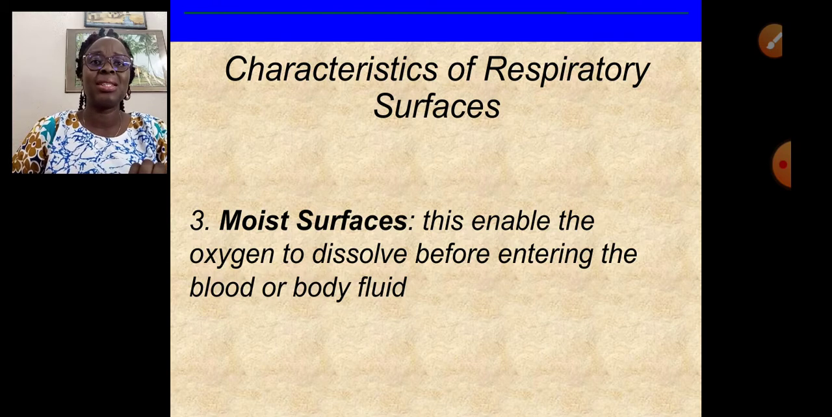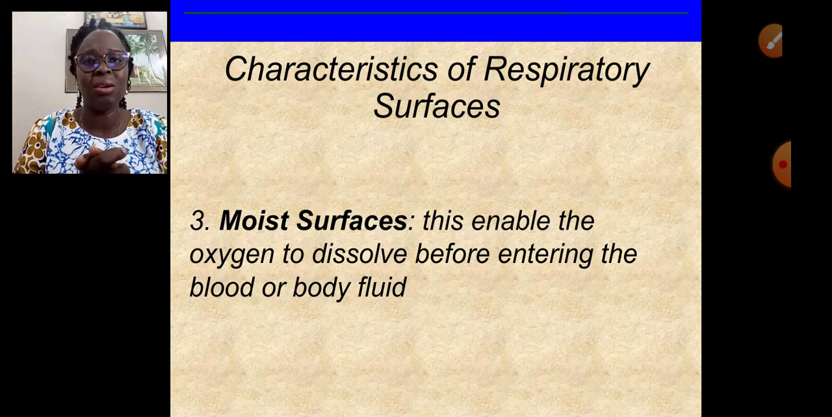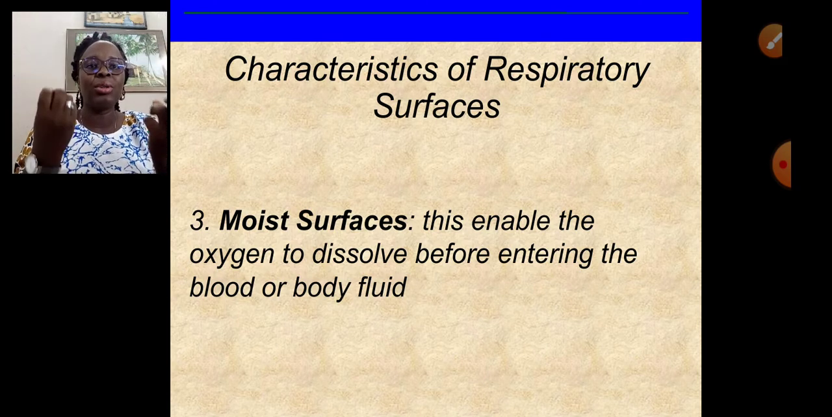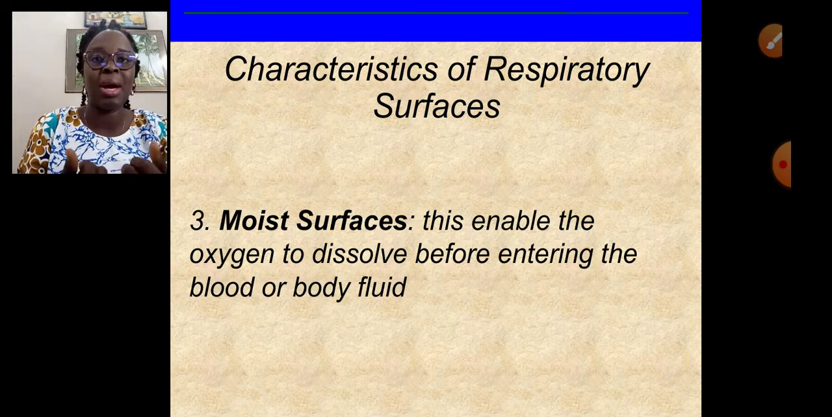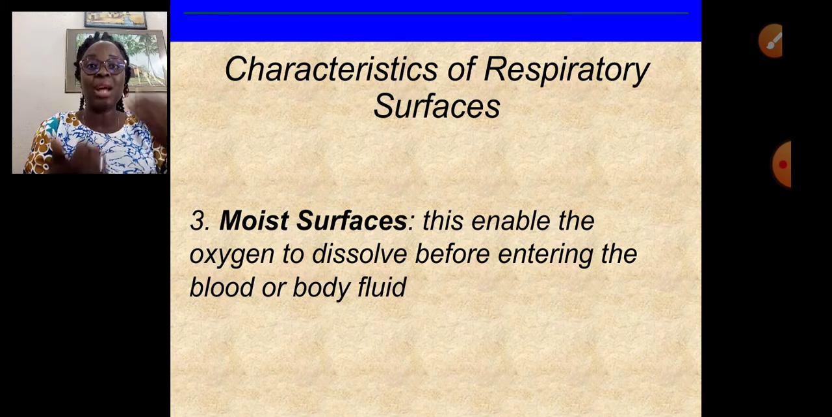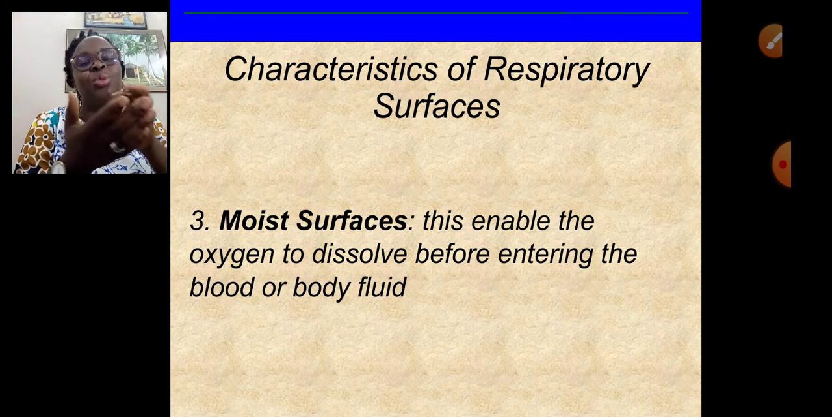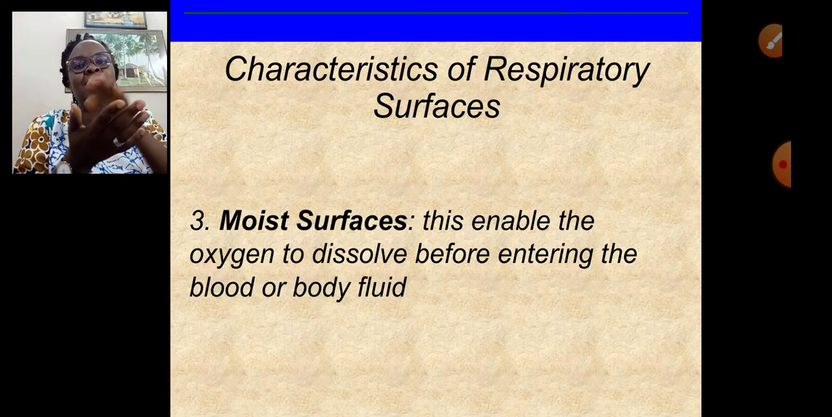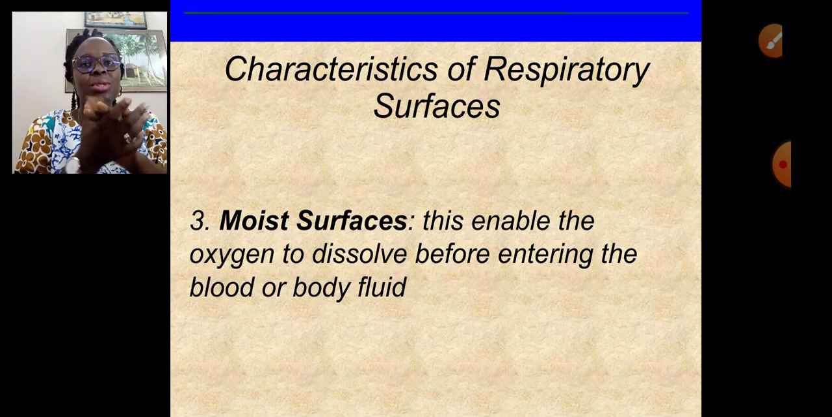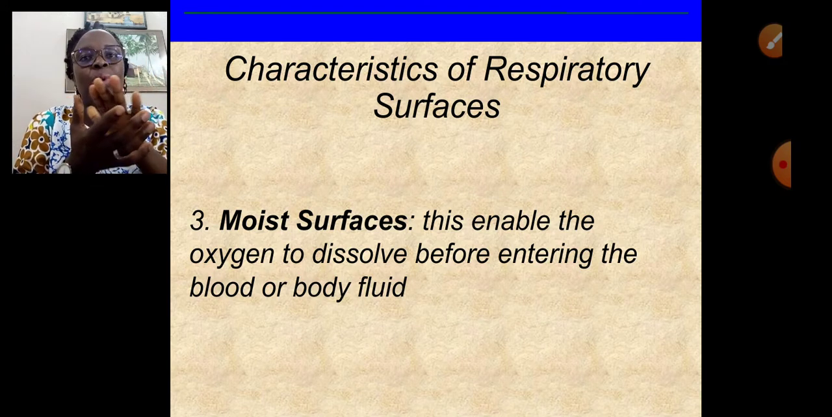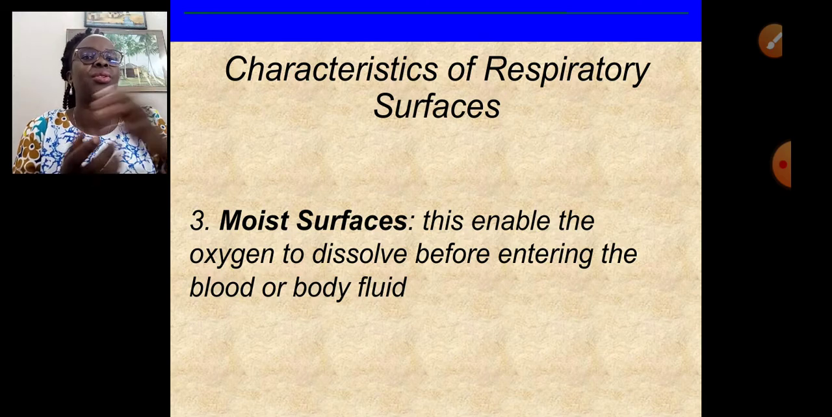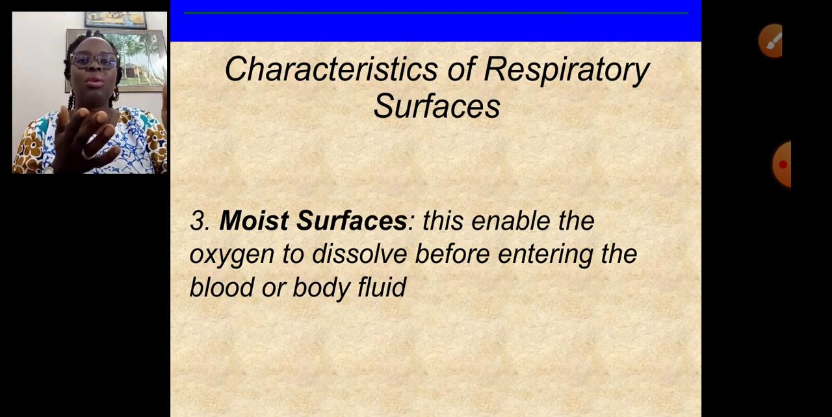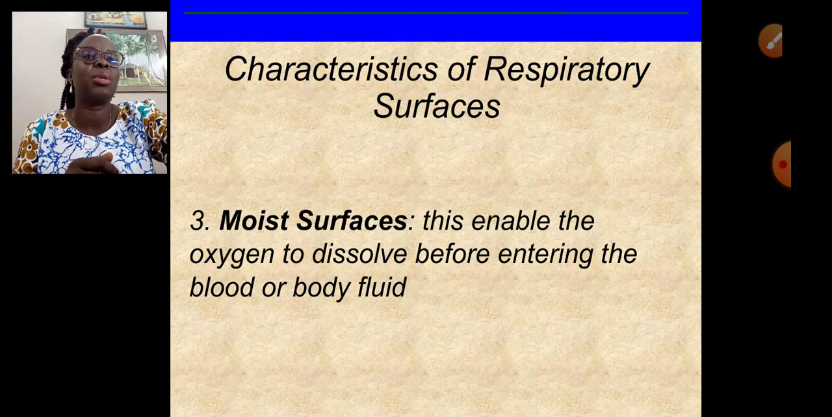Another characteristic is that it must have a moist surface, to help dissolve oxygen, as the case might be. If it's carbon dioxide, the carbon dioxide must also be dissolved into something. So when the surface is wet, oxygen, or any gas that needs to be exchanged, will be easily dissolved into such surface, and thereafter it can move into the body or the blood or leave, as the case may be.